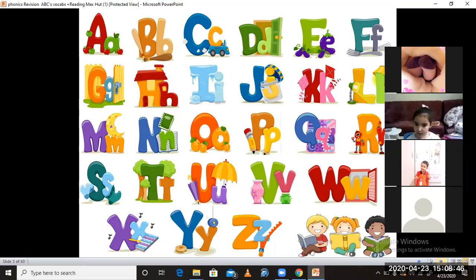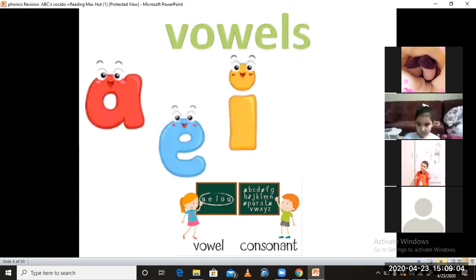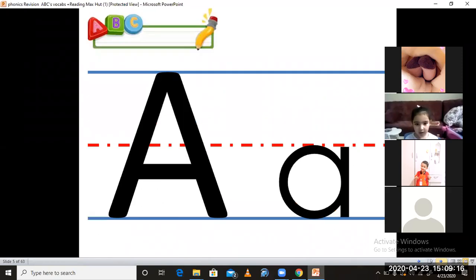Let's revise our vowels. How many short vowels do we have? Very good. A, E, I, O, U. Okay, we're gonna start from A to Z. Which letter are we using on your screen, kids?